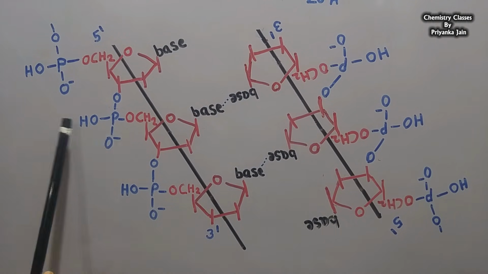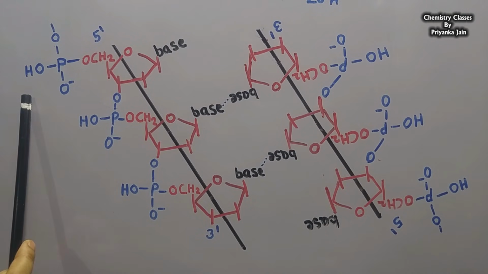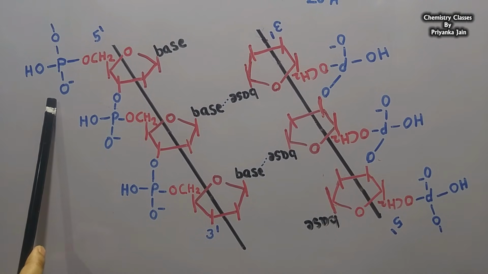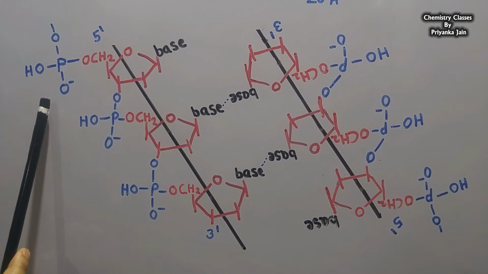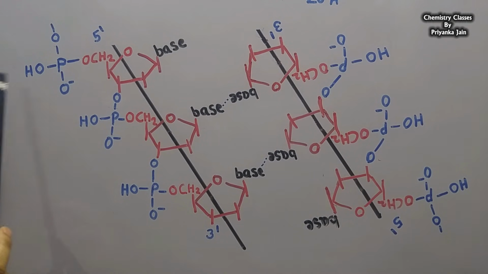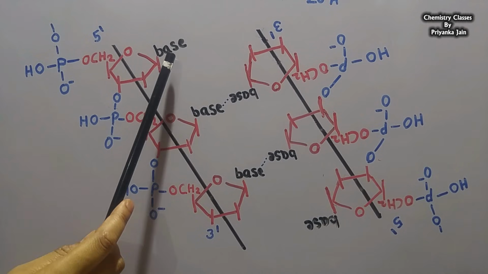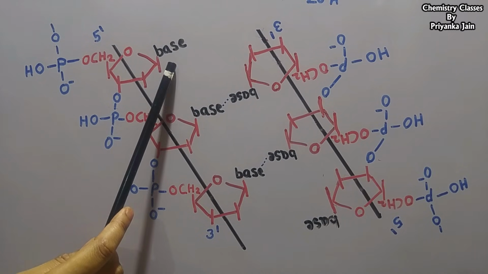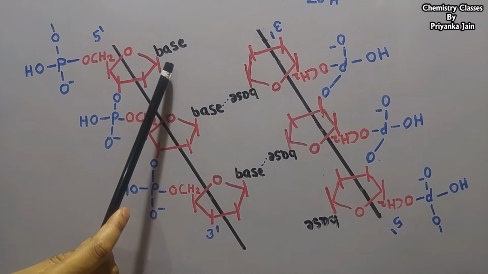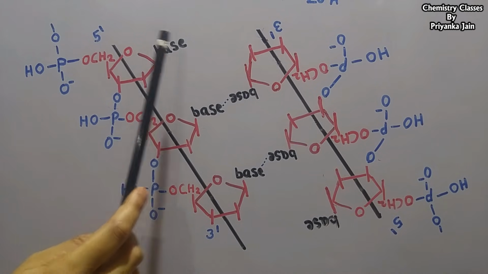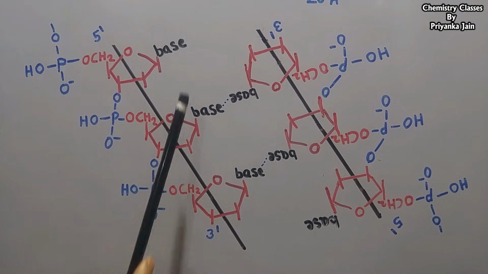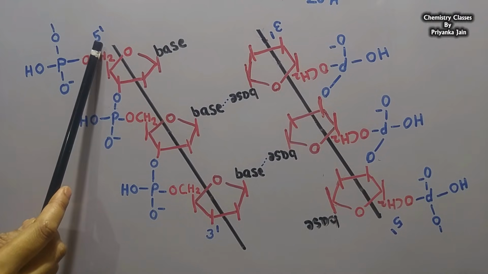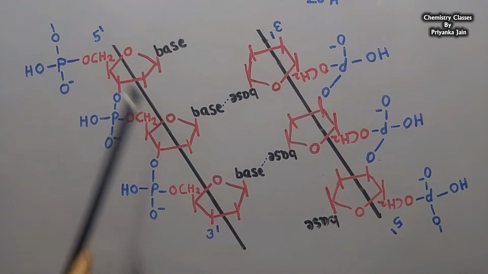Now you can see these phosphate groups are directed outward. These are hydrophilic, it means they are attracted toward water. And these bases are hydrophobic in nature, it means they are repelled by water, and these are directed inward, toward the center of the DNA molecule. So this is the C5 end of the strand and this is the C3 end of the strand.